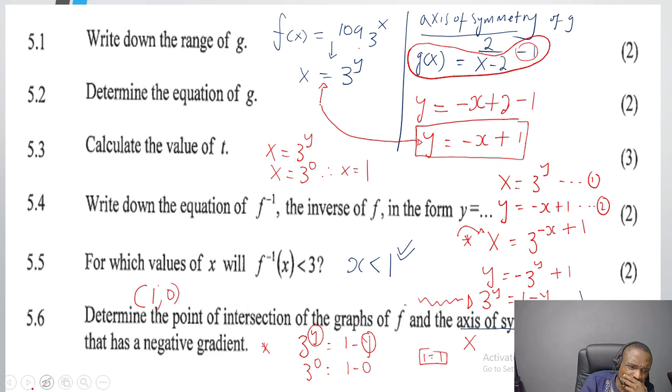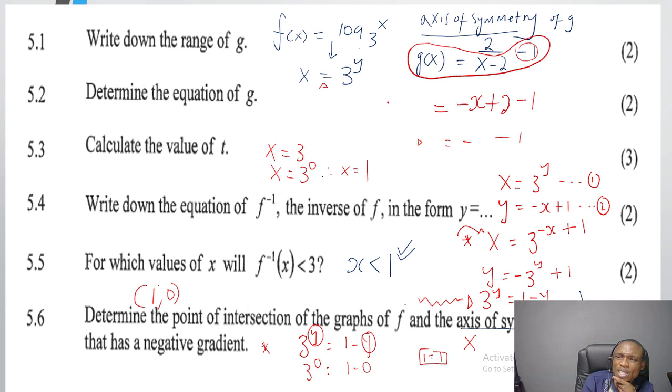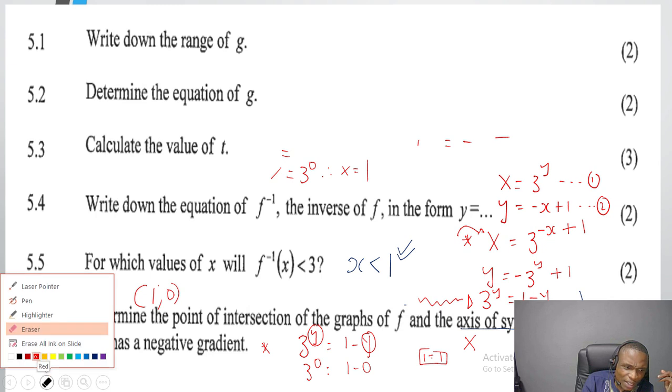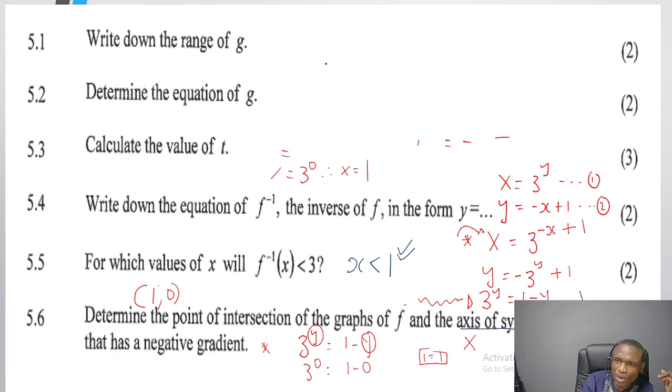Okay, let me just summarize what I was saying here, because I have to be honest, this is very tricky. I'm having two equations, and I want to know their point of intersection. I have the axis of symmetry of g, which is y equals negative x plus 1. And I have another function, which is function f. I wrote it in the exponential form, x equals 3 to the exponent y. So I want to solve these two equations simultaneously.